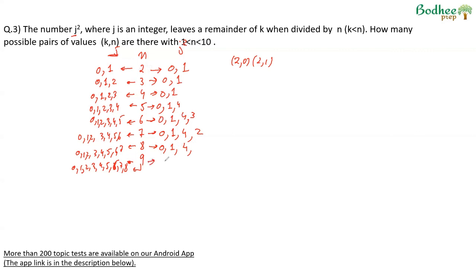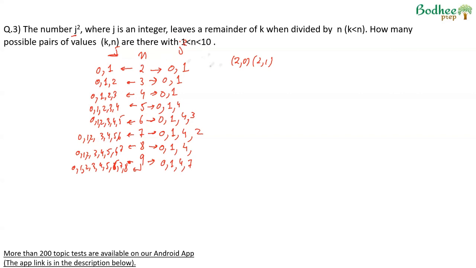With 9, 0 gives 0, 1 gives 1, 2 gives 4. 3 square, 9, remainder 0. 4 square, 16. 16 by 9, remainder 7. 5 square, 25. Again, remainder 7. 36 by 9, remainder 0. 49 means remainder 4. 64 divided by 9, remainder 1. So 0, 1, 4, 7.